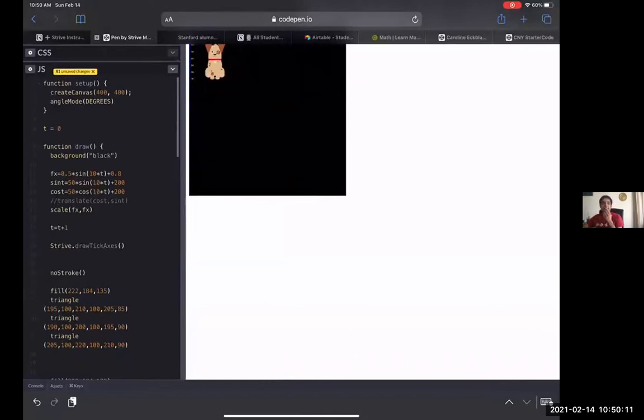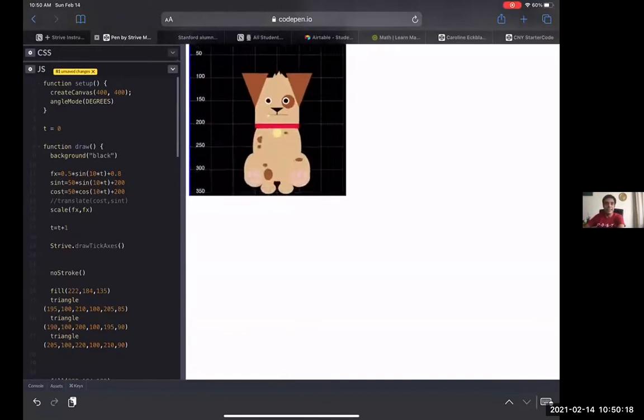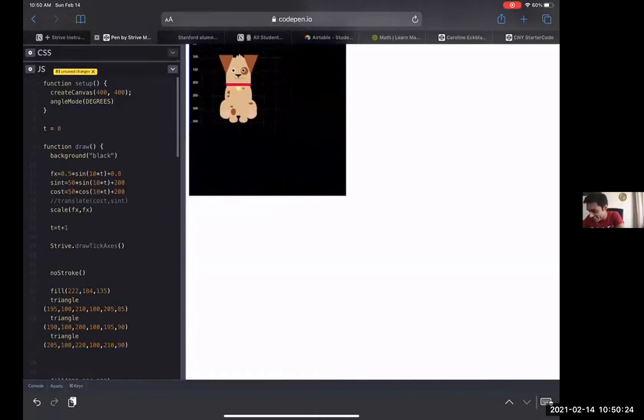So you can replace your shape or whatever drawing you have. You don't have to put a heart. You can put anything in here. Yeah, this dog is having a seizure. But so cute, right? This dog is so cute.